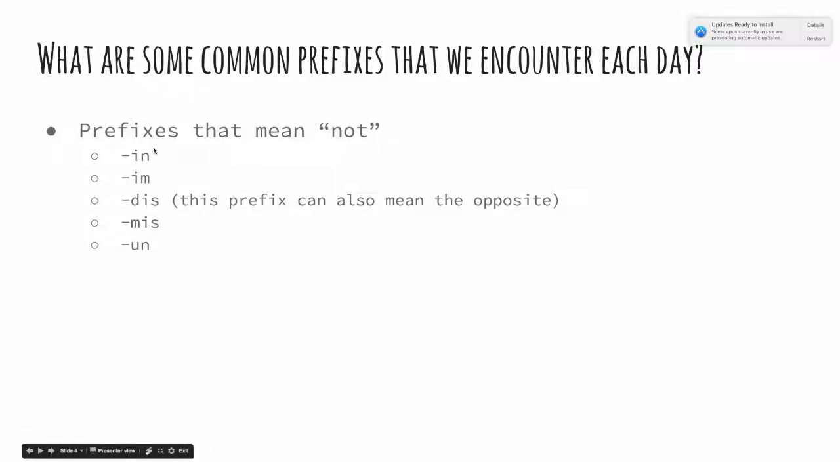So third grade, what I want you to do is go ahead and write this in your grammar skills notebook right under where you wrote the definition for prefixes. Write prefixes that mean not. This way you always remember and you've got a resource, okay? So prefixes that mean not: in, im, dis, miss, and un. All right, go ahead and jot those down. Pause the video. It's okay. Please follow directions.